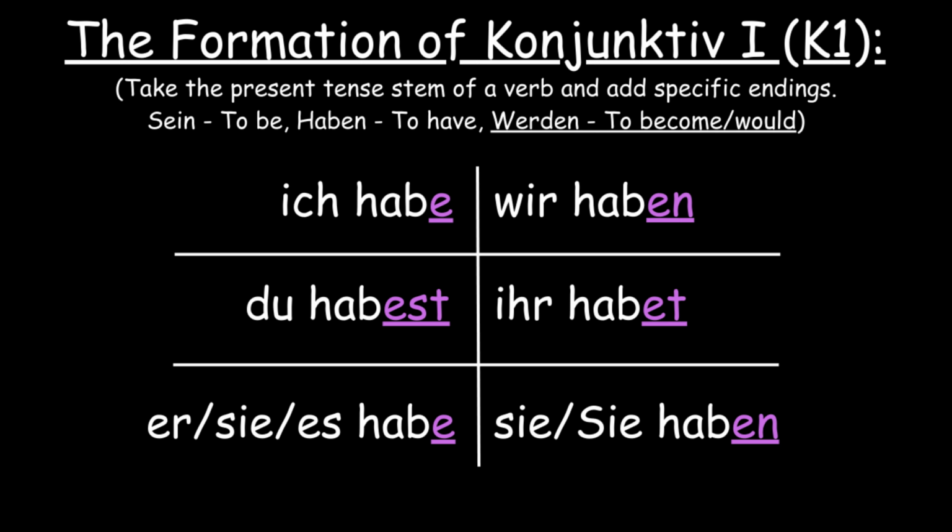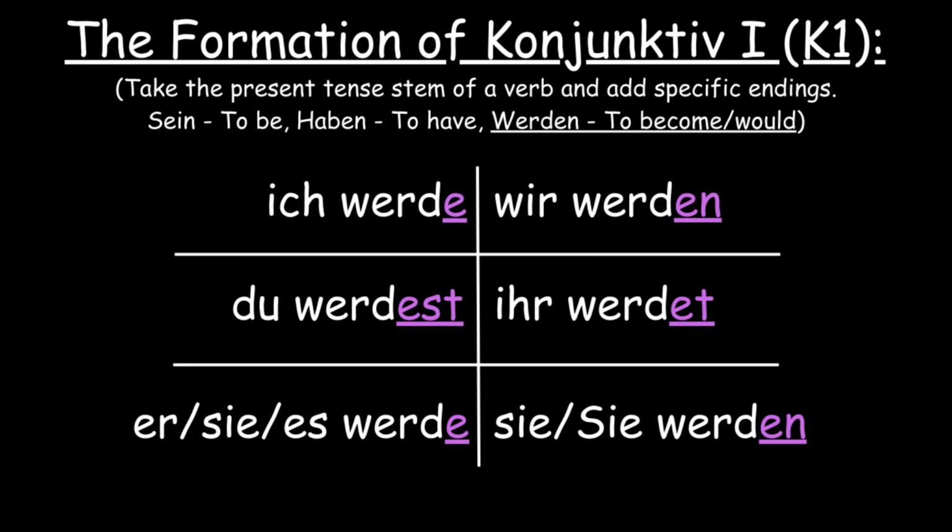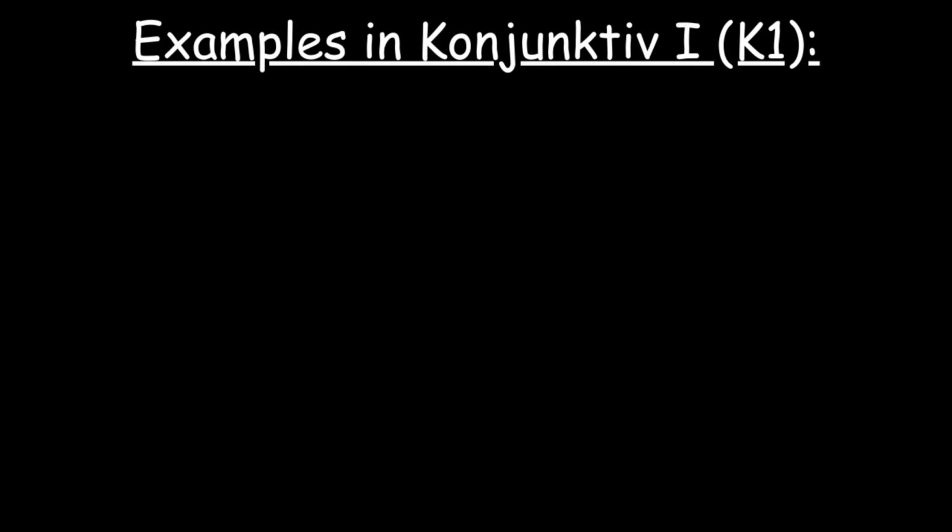Werden in Konjunktiv 1 will look like this. Ich werde. Du werdest. Er/sie/es werde. Wir werden. Ihr werdet. Sie werden. This is how Konjunktiv 1 is formed in German, and to make sure we fully understand it, let's have some examples with different verbs.